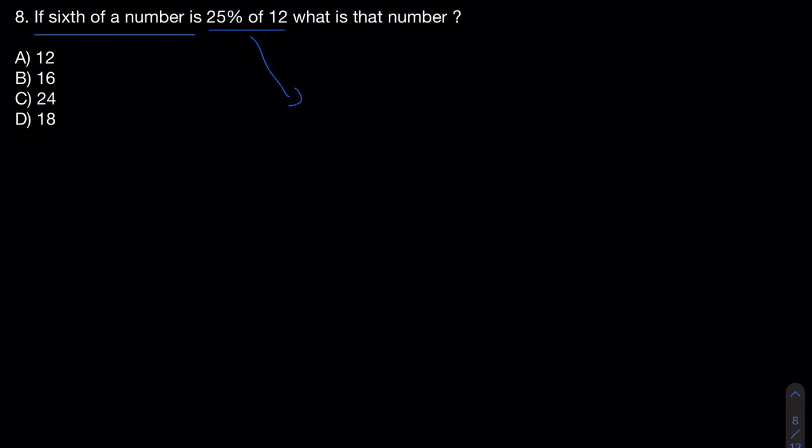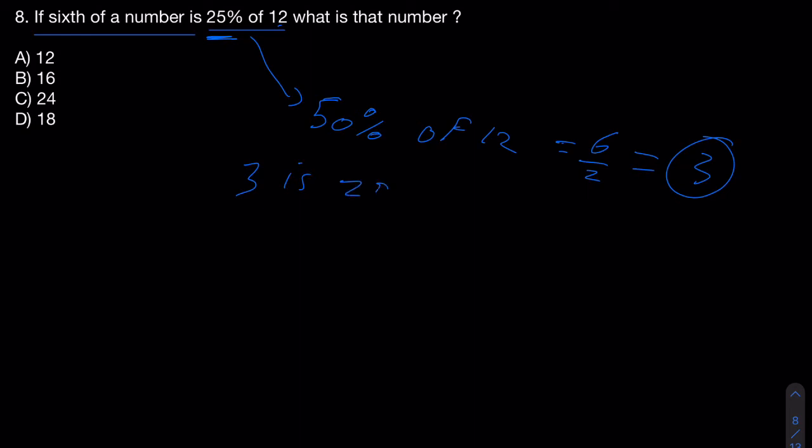How? Well, if you don't know how to find it, what's 50% of 12? What is half of 12? That's just 6. Everyone knows that. So 25% is just half of 6. 25% of 12 is just half of 6, which is going to be 3. 6 over 2, that's just 3. So 3 is 25% of 12.